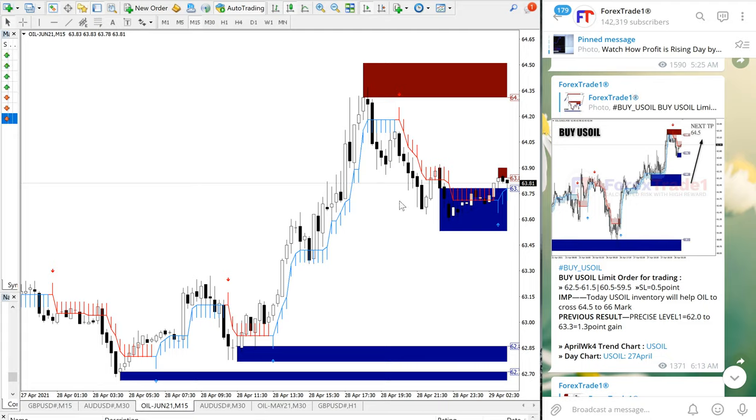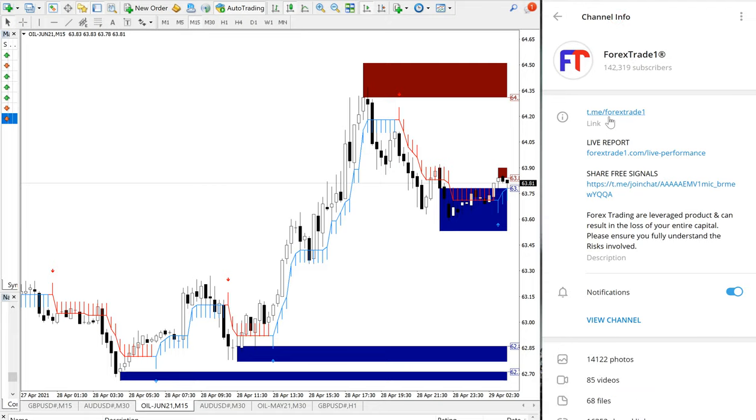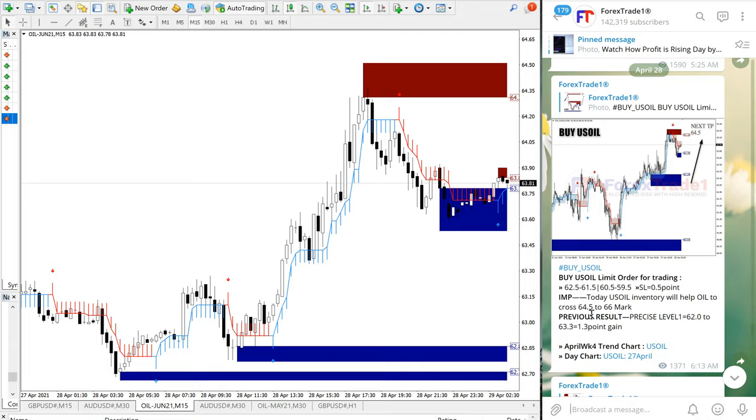Today we are going to show you the performance of our today's signal on buy Usoil. We have given the signal on our free Telegram channel. On the right-hand side you can see this one, t.me/forex trade1. This is our free Telegram channel and this is the signal we have posted.